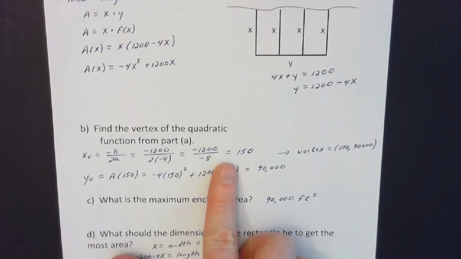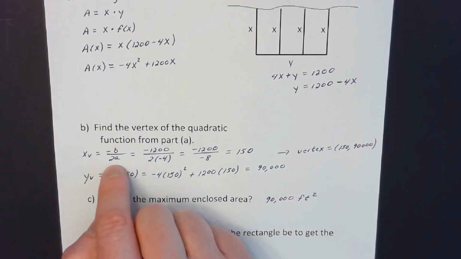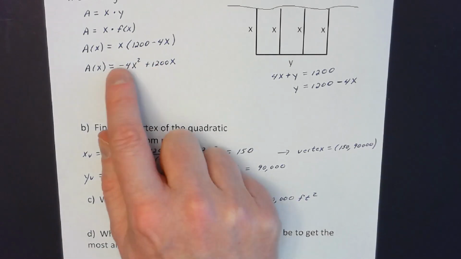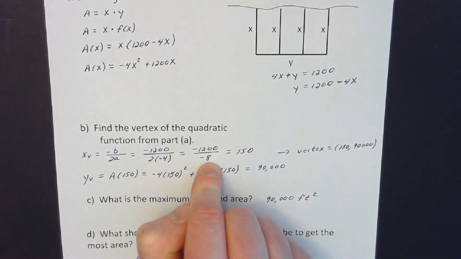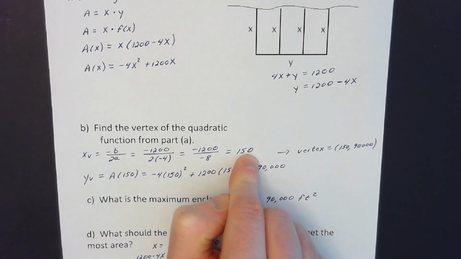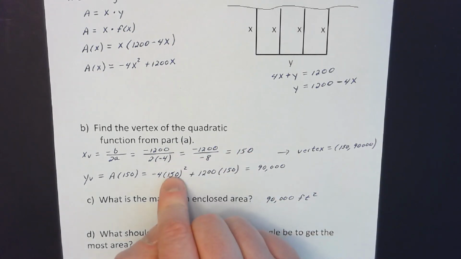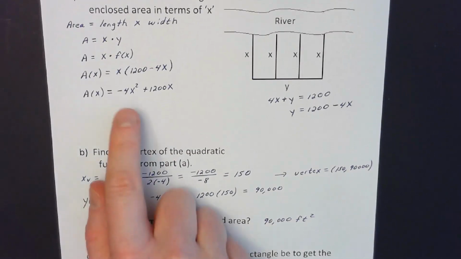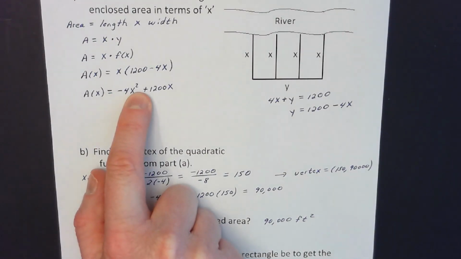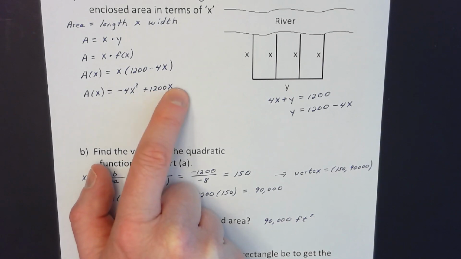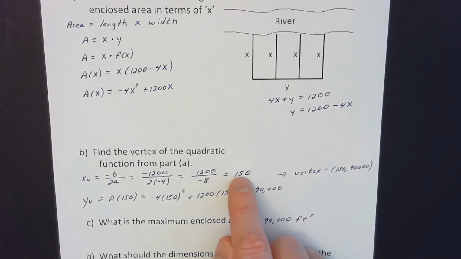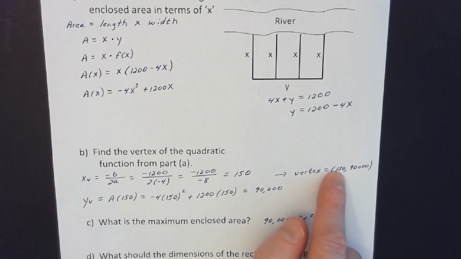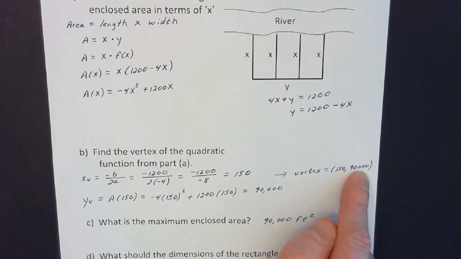Then I came down here and said, well, the x value of the vertex is going to be negative b over 2a. So that's negative 1200 divided by 2 times negative 4. And you see that's negative 1200 over negative 8. That simplified to give me a 150. Then I took that 150 and I plugged it back into my function up here. I said negative 4 times 150 squared plus 1200 times 150. That's what this is right here. And I got an answer of 90,000 for that. So I know that the vertex, the x value of the vertex, y value of the vertex, is at 150 and 90,000.